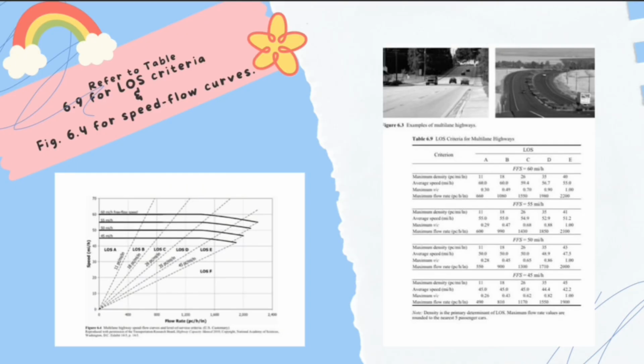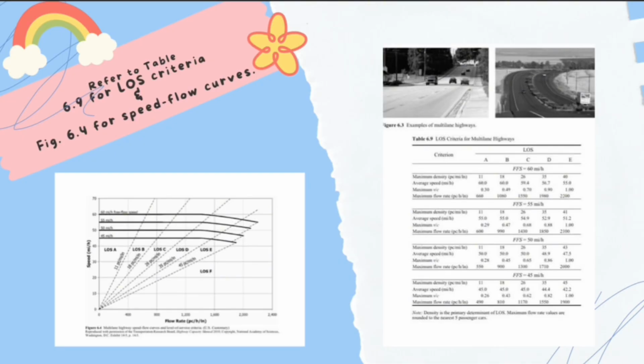Now for figure 6.4, this shows the speed-flow curves. It illustrates the relationship between the speed of vehicles and the flow rate. At low flow rates, meaning kaunti lang ang sasakyan, the speed is high, but as more vehicles enter the road and the flow rate increases, the speed starts to drop.